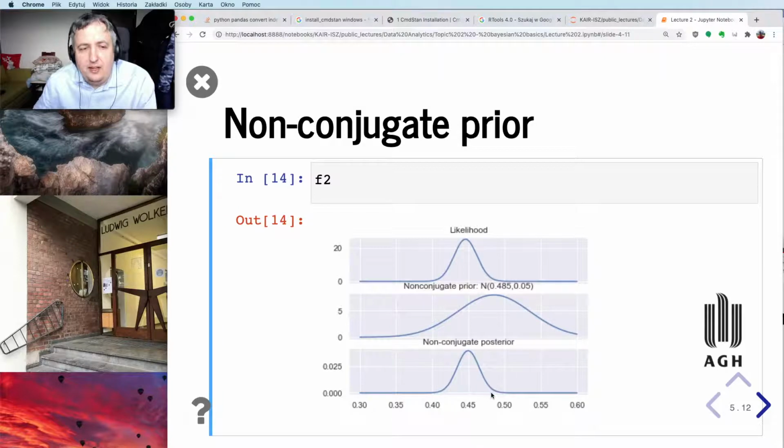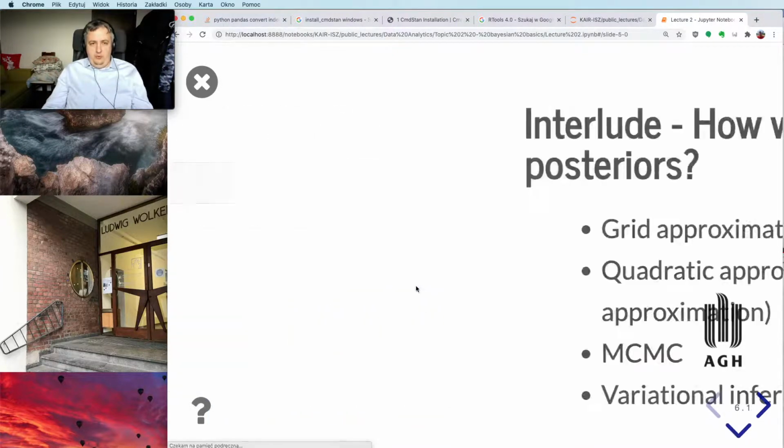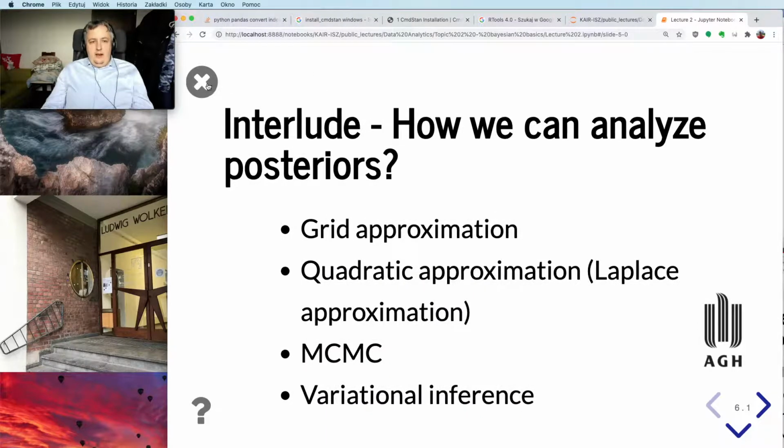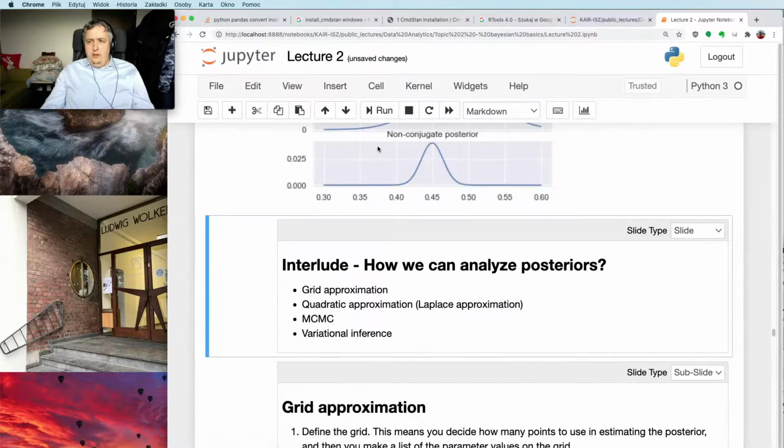But this is something that we cannot compute using the analytical formula, because the normal distribution and the binomial distribution are not conjugate. Because of this lack of conjugacy, the analytical formula for expectations, median, and so on does not exist. But it can be numerically computed. And this will be the end for this week.